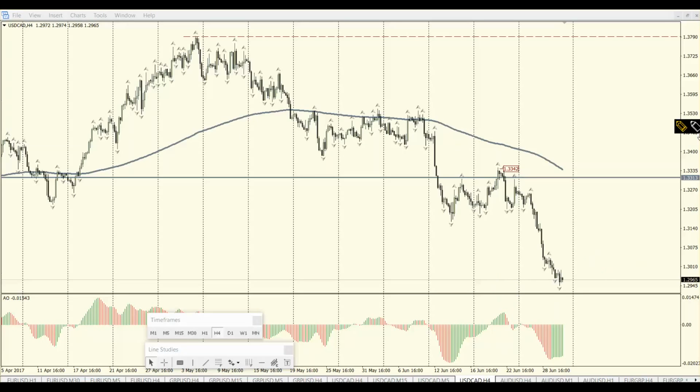Now, as you can see, this pivot here is too far from the price again, and it's too far away for me to take it into account. So at the moment, I'm using a pivot point that is here, but I would need a more obvious reference point to be created by the price.